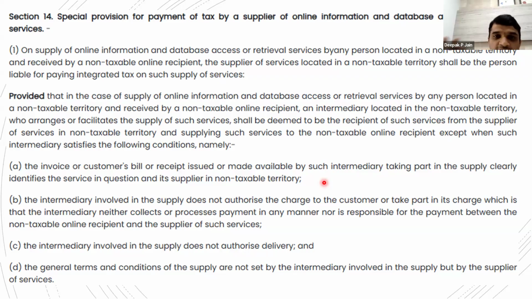Now my question is, if you have established that Google is an intermediary, who will pay the tax on this? Will Google pay or the Australian company?